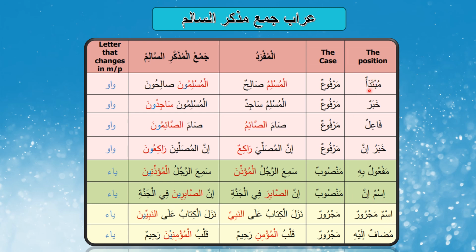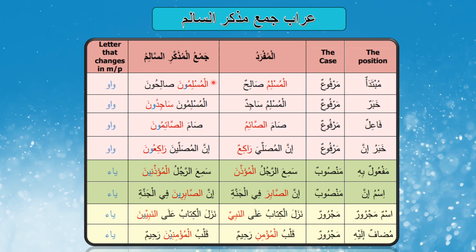So let's see. The first example, al-muslimu salihun. Now if you want to make this singular sentence into Jama muzakkar, you will change the mubtada to al-muslimuna.